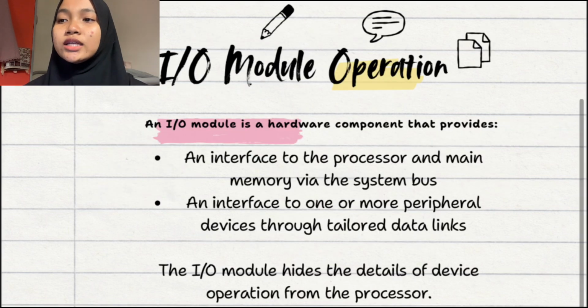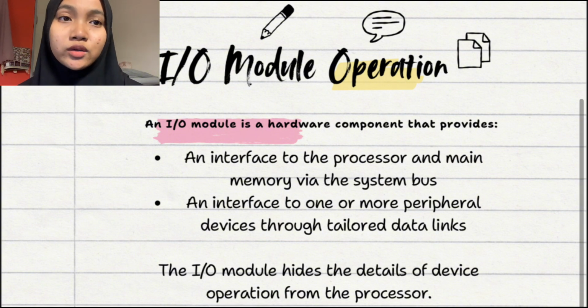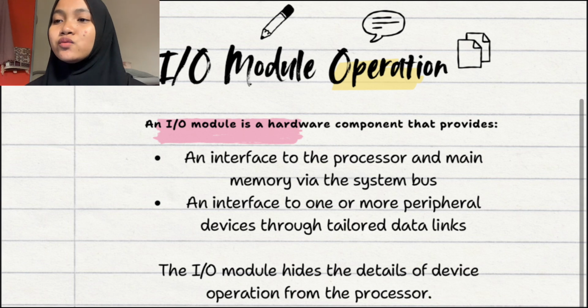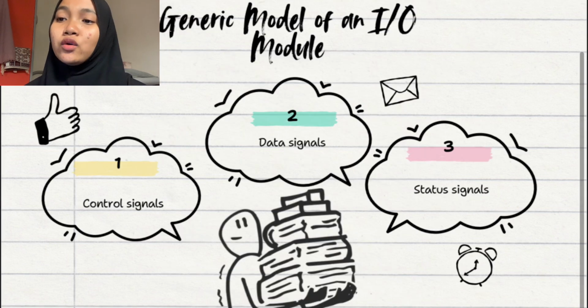So what are I/O module operations? An I/O module is a hardware component that provides an interface to the processor and main memory via the system bus, and an interface to one or more peripheral devices through tailored data links. The I/O module hides the details of the device operation from the processor. So this is the generic model of an I/O module.